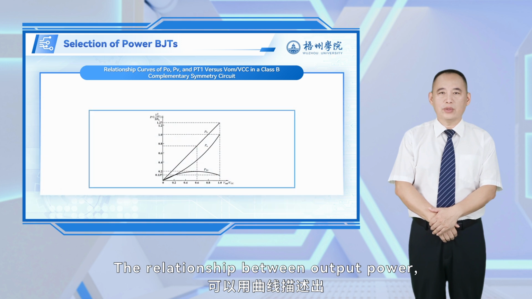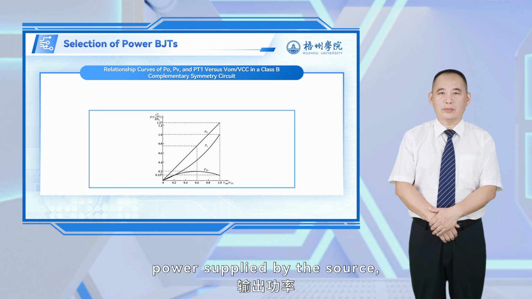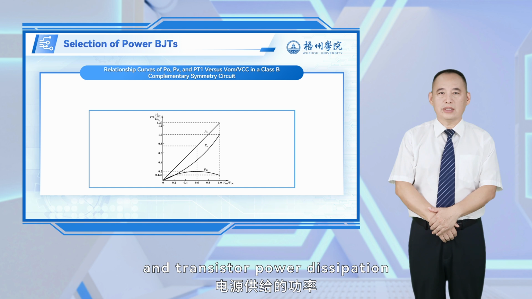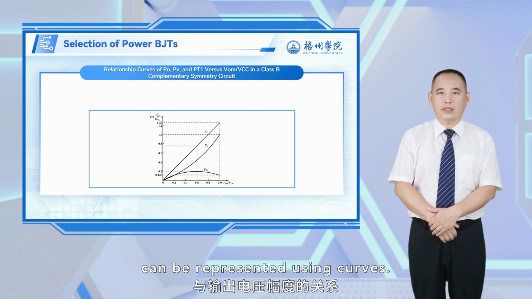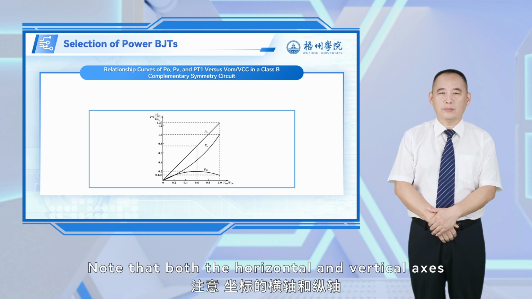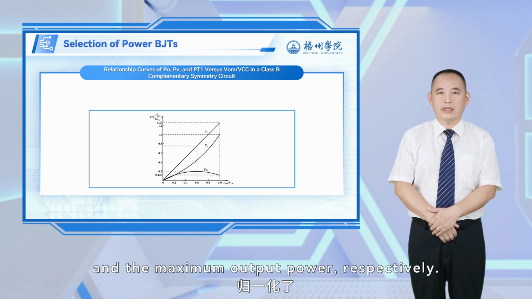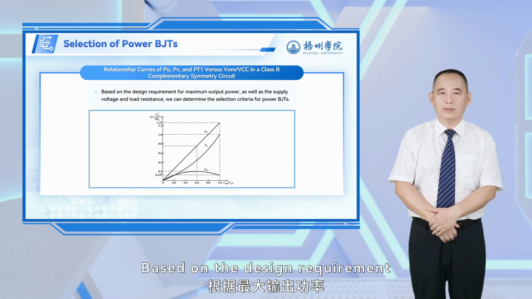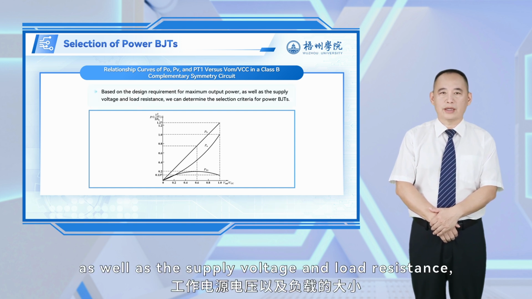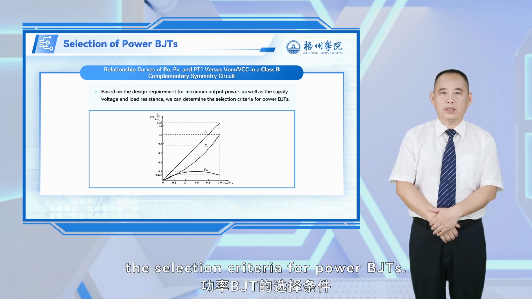The relationship between output power, power supplied by the source, and transistor power dissipation versus output voltage amplitude can be represented using curves. Note that both the horizontal and vertical axes of the graph are normalized with respect to the supply voltage and the maximum output power, respectively. Based on the design requirement for maximum output power, as well as the supply voltage and load resistance, we can determine the selection criteria for power BJTs.